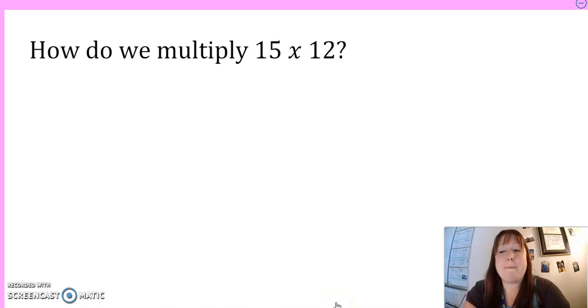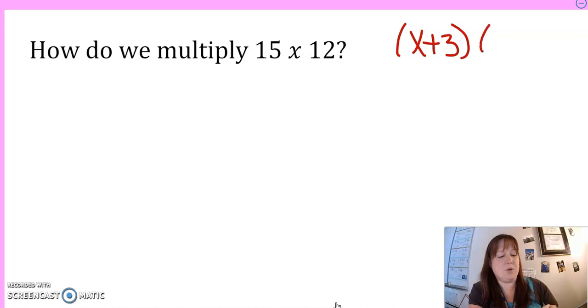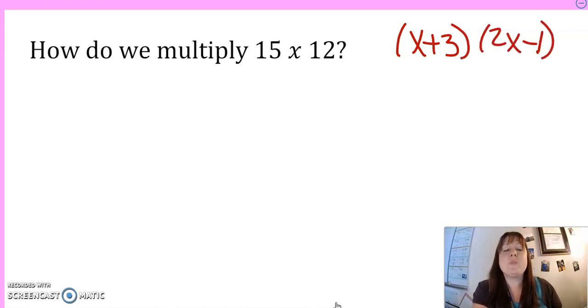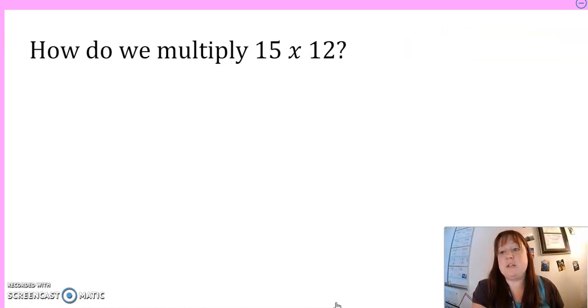We're talking about multiplying binomials today, and binomials are something in the form of like x plus 3 or 2x minus 1. We're just multiplying those two together, okay? But first, to get there, I want you to think about how you would multiply 15 by 12.